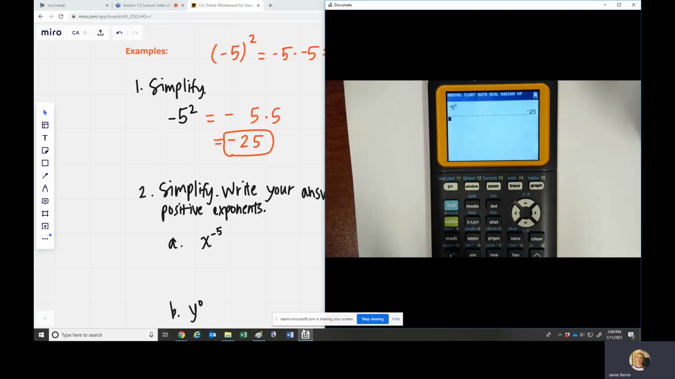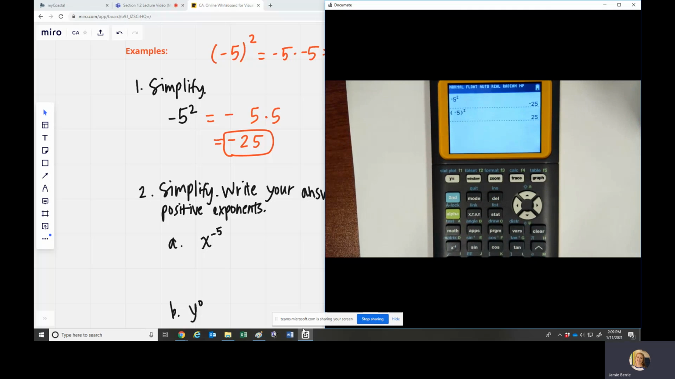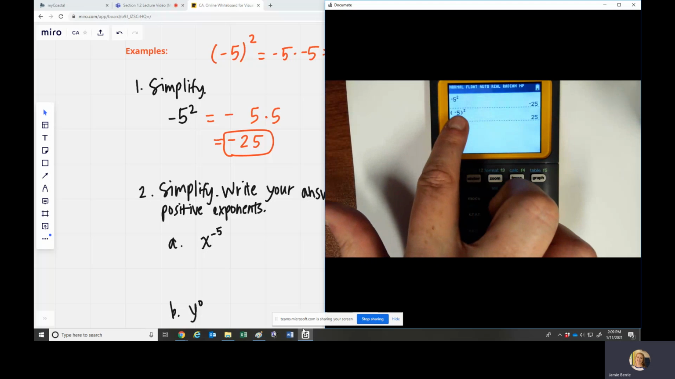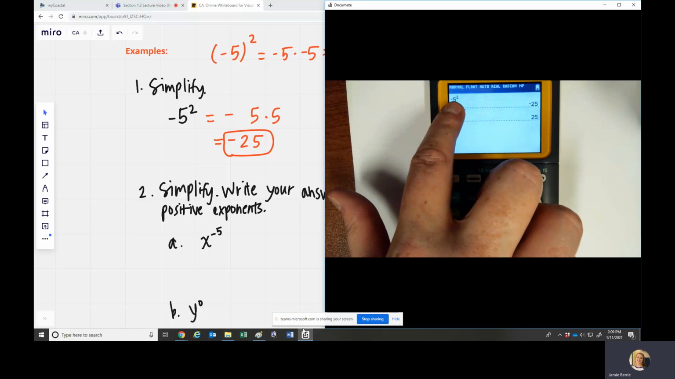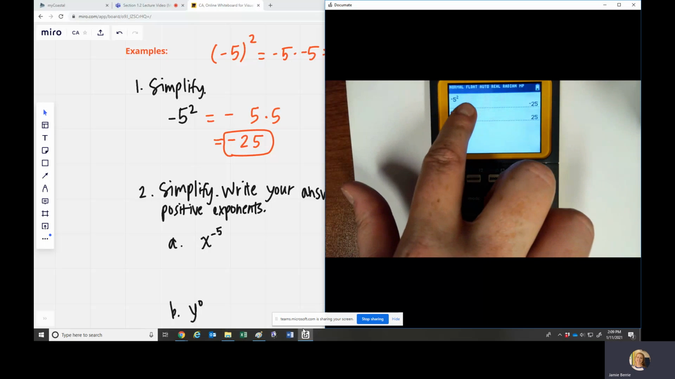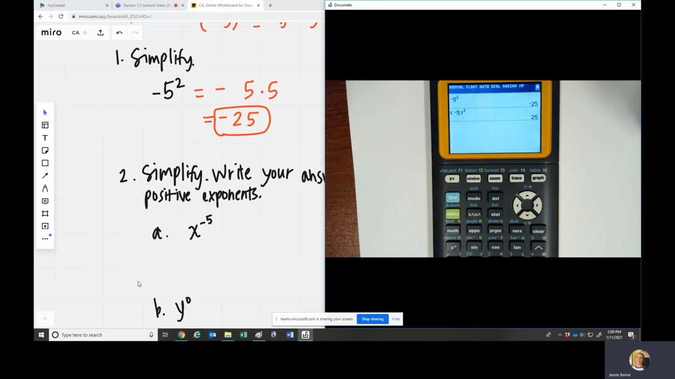Now, just like I said before, if you put that in parentheses, negative 5 squared is positive 25. So it's very important to note whether the problem has parentheses around the number. That indicates that the whole number negative 5 is being squared, whereas on this one it's saying square 5 and then make it negative. So that's the difference.